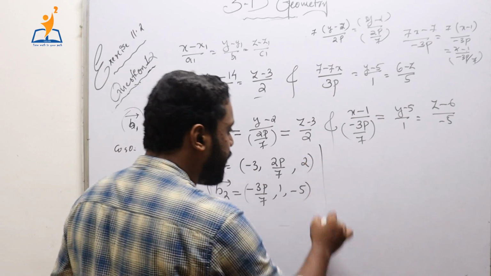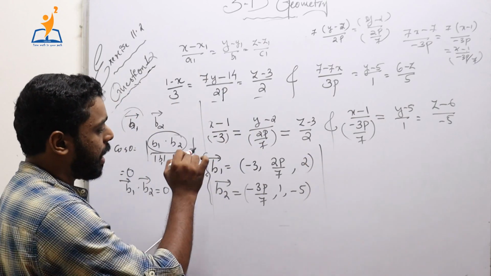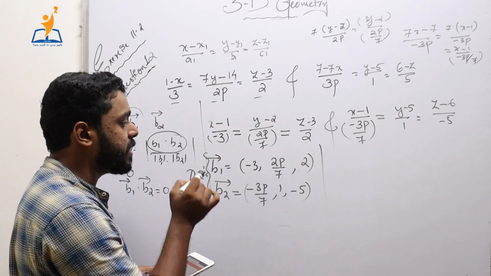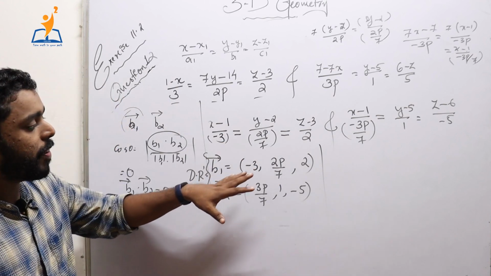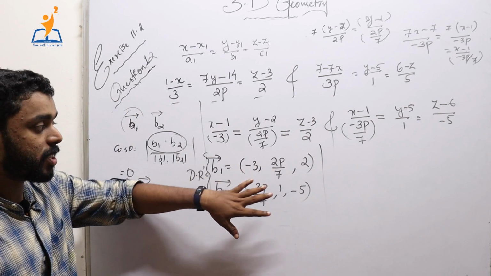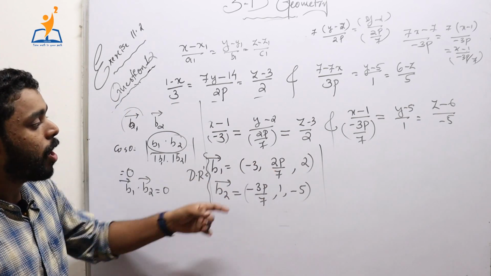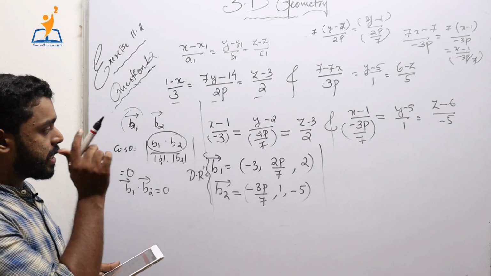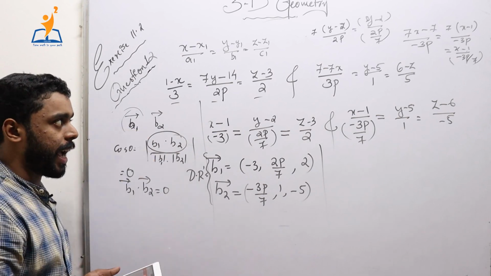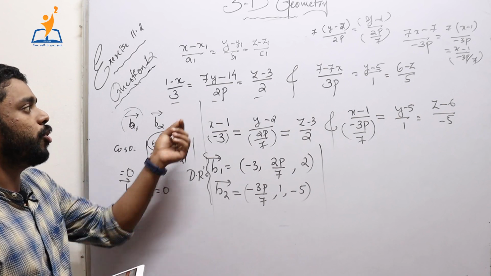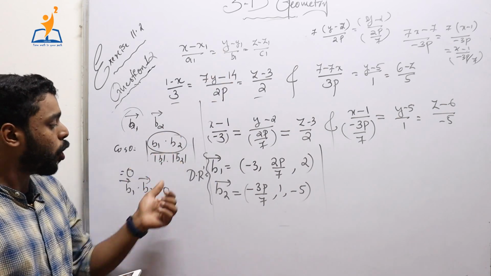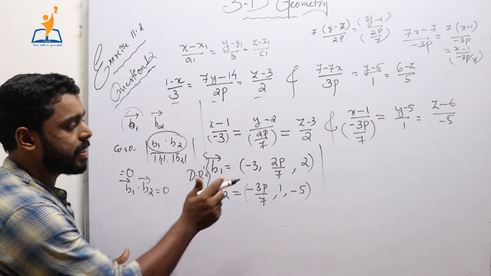Now we can easily find the value of p by finding the angle between these two line segments by evaluating cos theta. Cos theta is given by b1 dot b2 by mod b1 mod b2. Since these are to be at right angles, our condition is: what is the value of p when these two lines are at right angles, so that b1 dot b2 must be equal to 0.